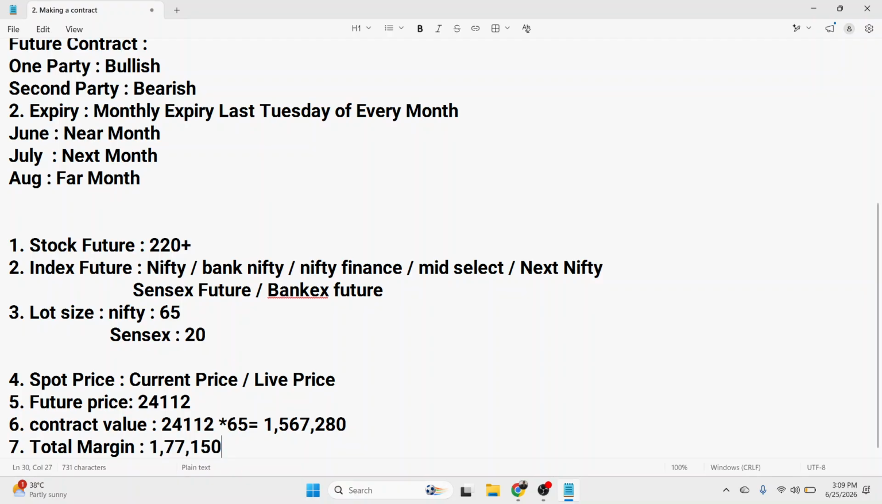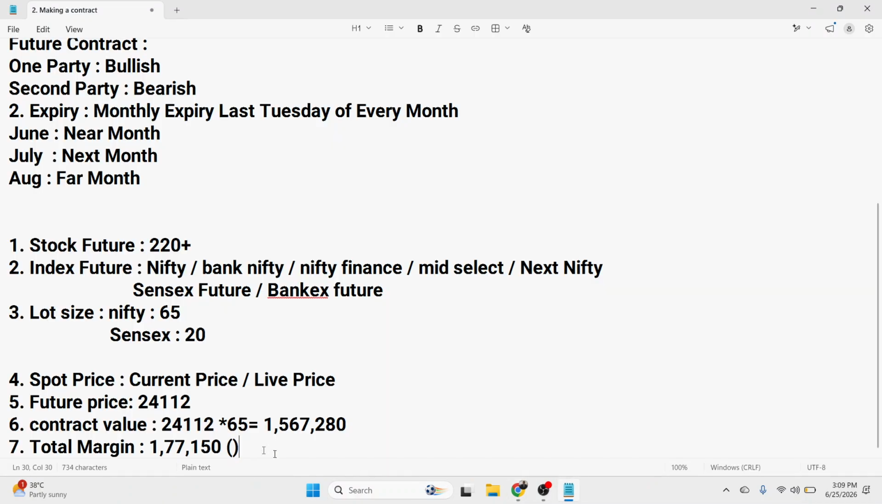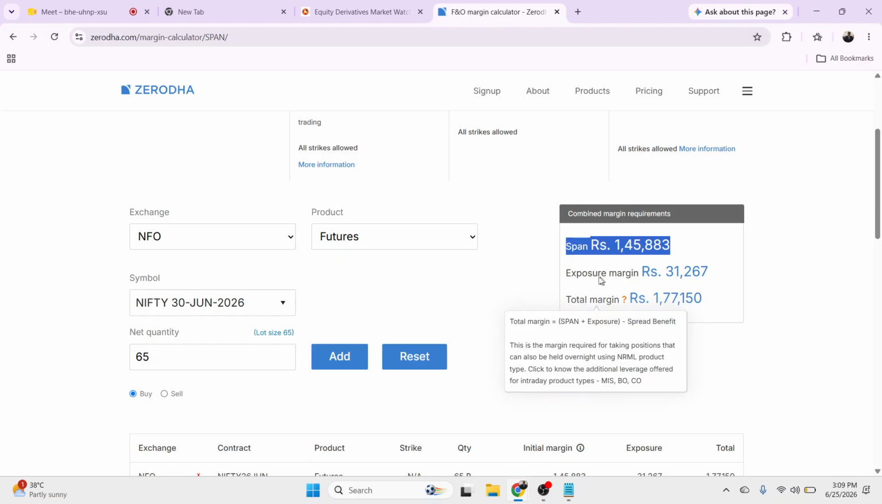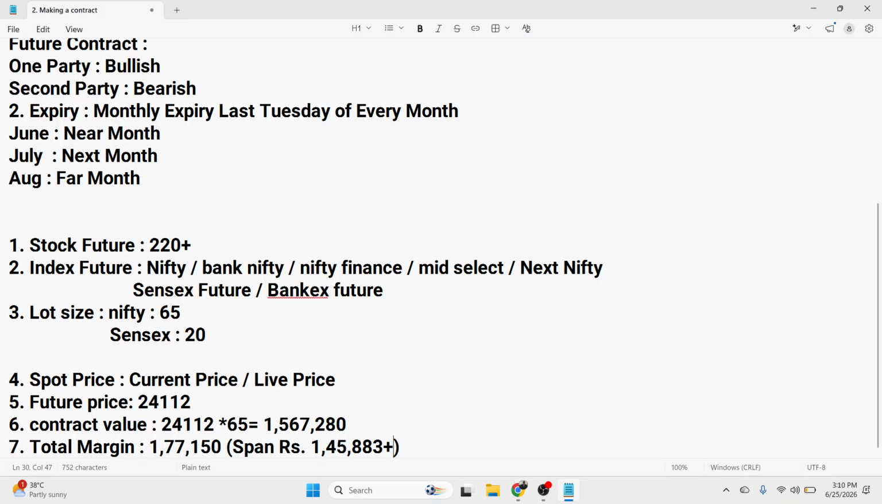So for this amount, the contract value is this. I am just paying this much. And that includes both things: this is my SPAN margin, along with the exposure margin. The total margin includes SPAN margin along with the exposure margin. So SPAN margin plus exposure margin equals the total margin. This is the total margin you have to pay to make a contract of this value.